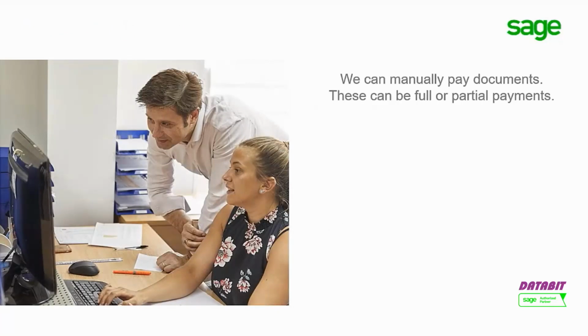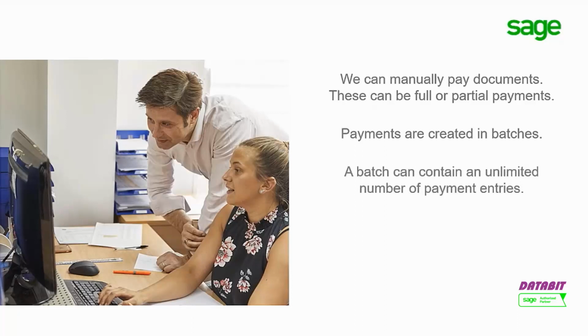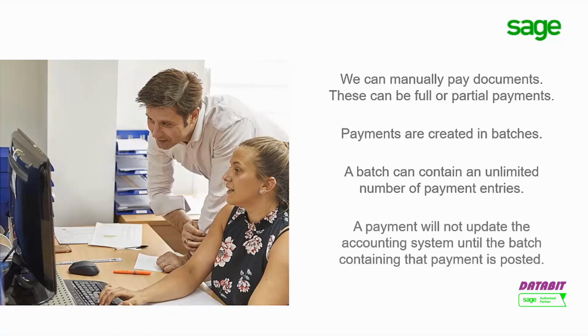We can manually pay documents. These can be full or partial payments. Payments are created in batches. A batch can contain an unlimited number of payment entries. A payment will not update the accounting system until the batch containing that payment is posted.